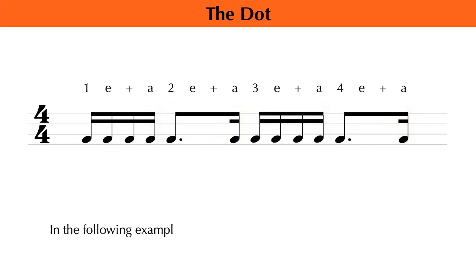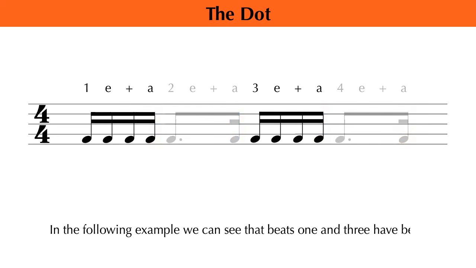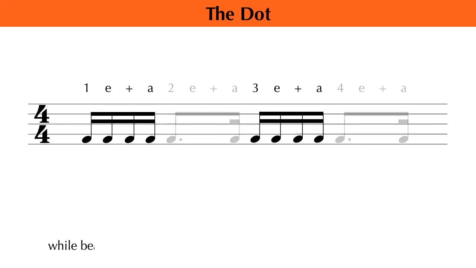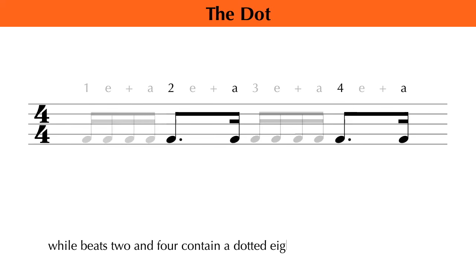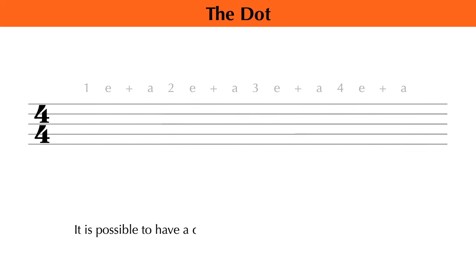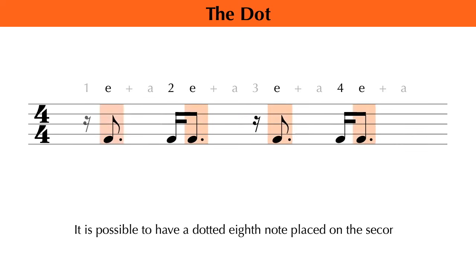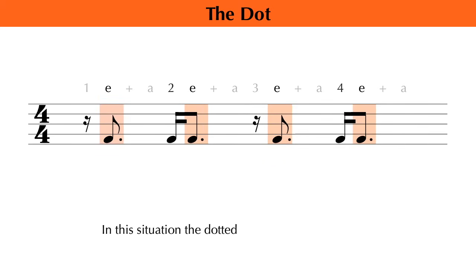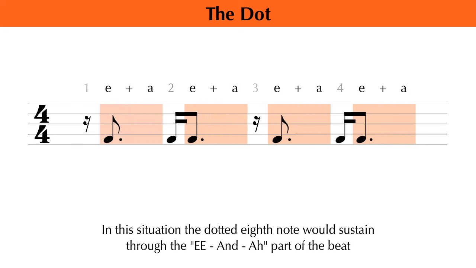In the following example, we can see that beats 1 and 3 have been subdivided into 4 equal 16th notes, while beats 2 and 4 contain a dotted eighth note and 16th note. Now, it is also possible to have a dotted eighth note placed on the second 16th note subdivision of the downbeat. In this situation, the dotted eighth note would sustain through the E and A part of the beat.